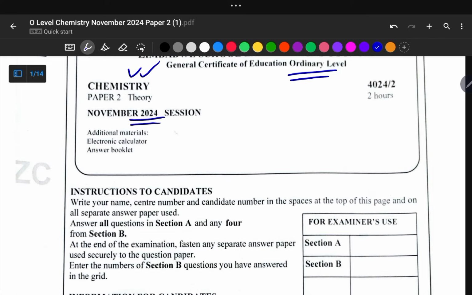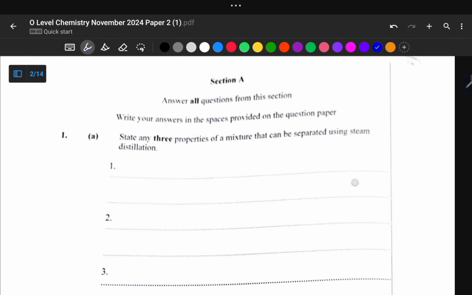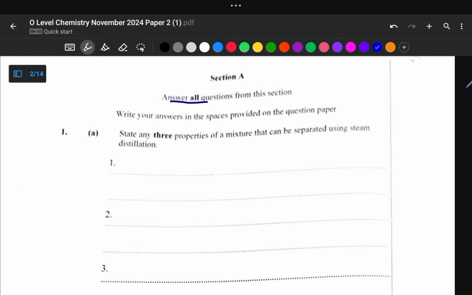So this is the paper for the Zimsec exam board. We have section A, where you are required to answer all the questions, and then section B, where you are required to answer 4 questions. If you are doing Zimsec, you need to stick to the instructions for candidates, and if you are not doing Zimsec, you only need to pay attention to the data, right? So for section A, we are required to answer all the questions, right? And then number 1 says, state any 3 properties of a mixture that can be separated using steam distillation.